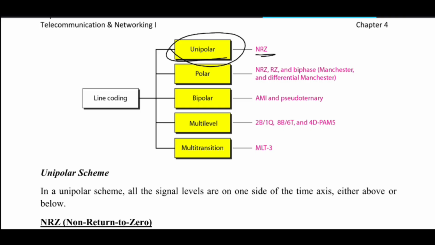NRZ means non-return to zero, and polar has NRZ, RZ, and biphase Manchester, differential Manchester. NRZ means non-return to zero, and RZ means return to zero. Then our bipolar contains AMI and pseudo-ternary. Okay, let's go.